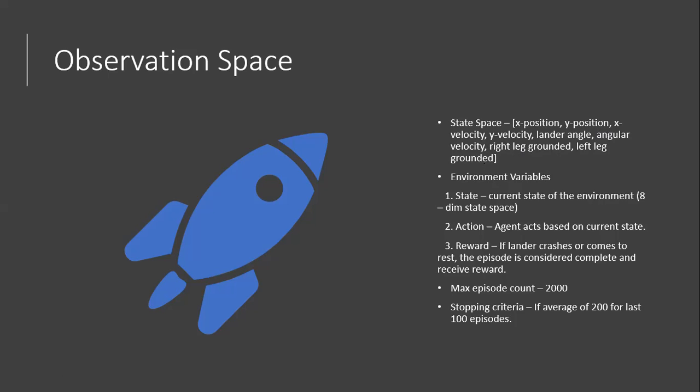And here, environment variables. Coming to the environment variables, we have state, which is the current state of the environment, which is the 8-dimensional state space, and then action, where the agent acts based on the current state, and reward if the lander crashes or comes to rest. The episode is considered complete and receives reward. Here, the maximum episode count is 2000, and the stopping criterion is if the average reward is 200 for the last 100 episodes.